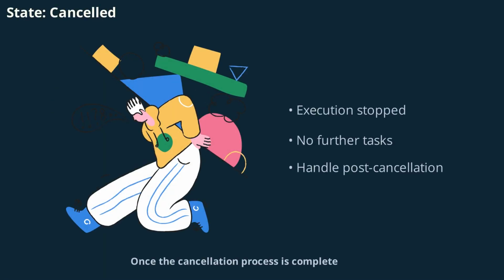Once the cancellation process is complete, the coroutine reaches the canceled state. At this point, the coroutine has stopped all execution and will not complete its tasks. This state is useful for confirming that a coroutine has been properly terminated and for handling any necessary post-cancellation logic.